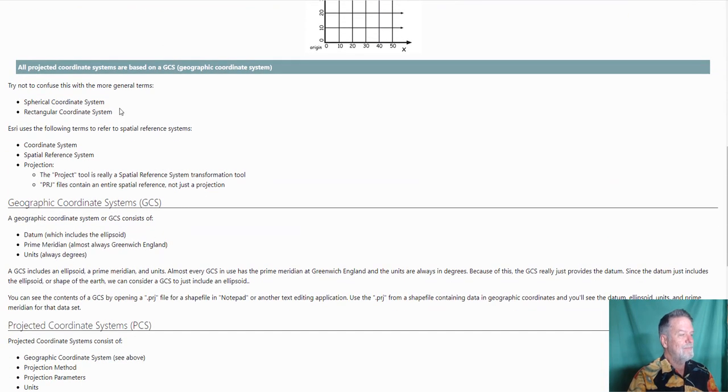Now, don't confuse these two. These are very important terms. Spherical coordinate system, again, that's geographic, lat long. Rectangular coordinate system is projected data, usually eastings and northings.